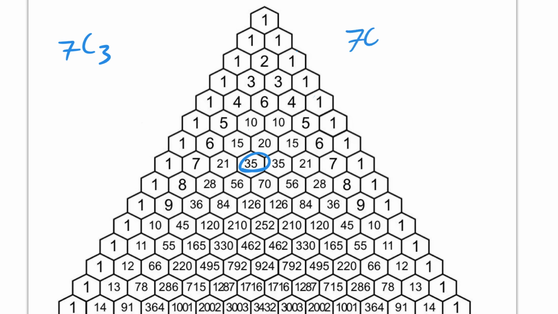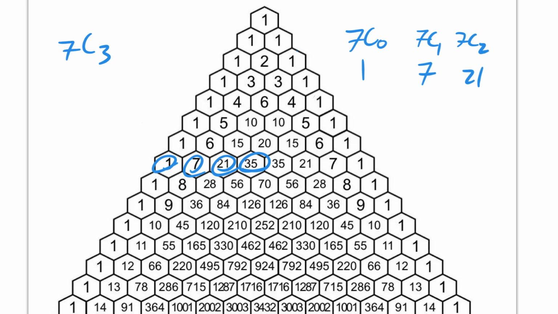Let's try 7C0, 7C1, 7C2. Let's try those on our calculator. 7C0 is 1. 7C1 is 7. 7C2 is 21. Whoa, those are the numbers across a row.